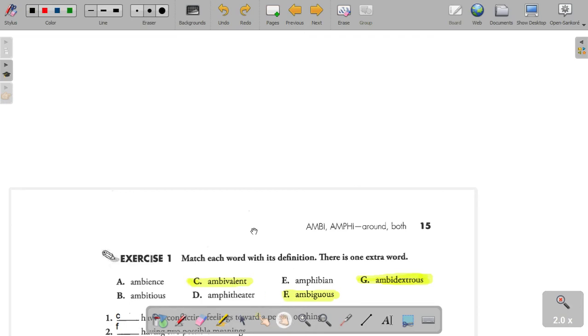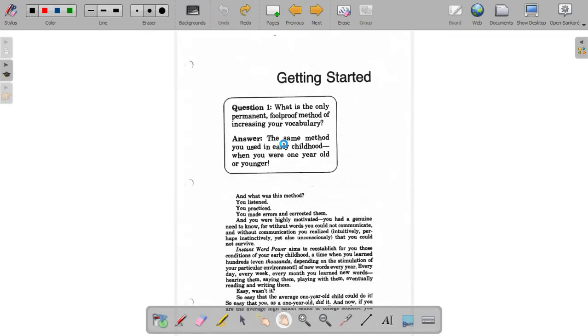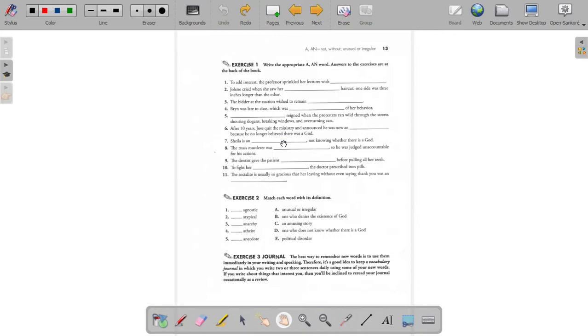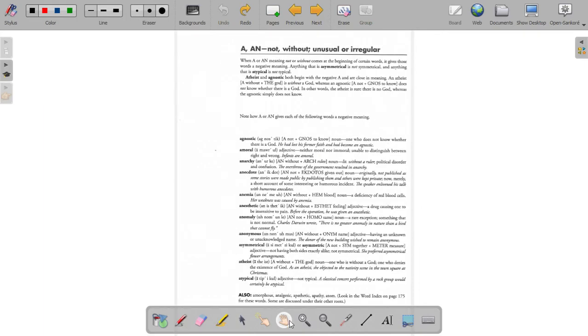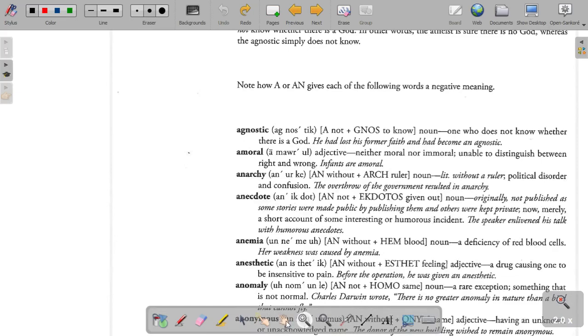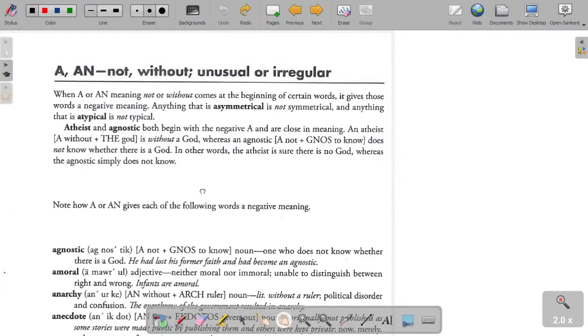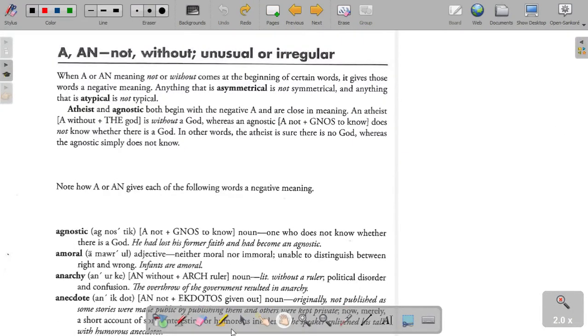Okay, and I think those were the main ones. Let's move on to the next lesson here. I'm going to go back to the first one, a or an. Now, we've done some of these before, but I want to do a little bit of review. So a or an both mean not. Now, to make it a little bit more confusing, a or an can also mean friendly, so it has two different meanings.